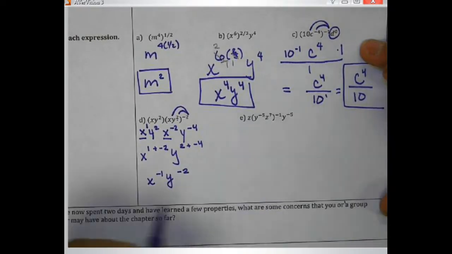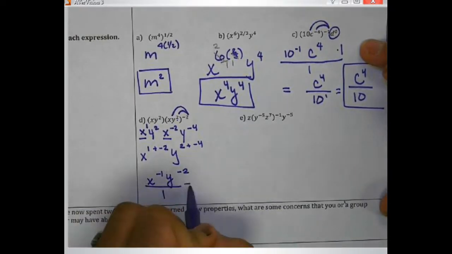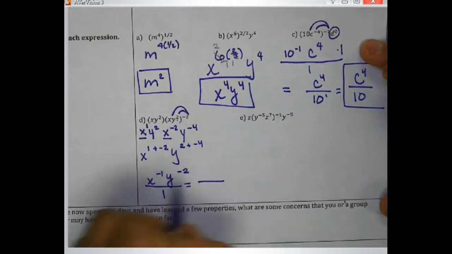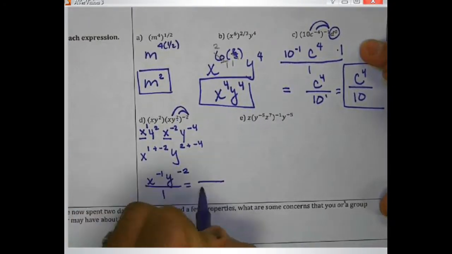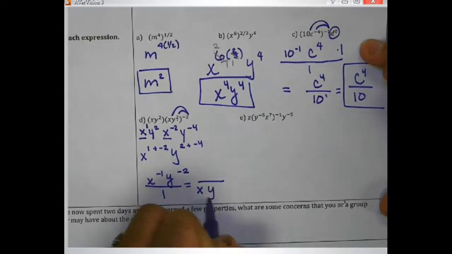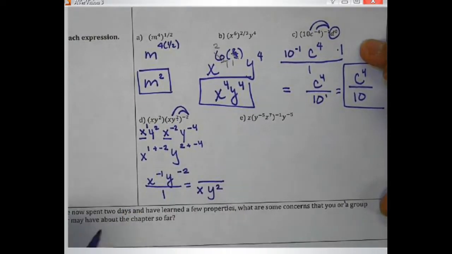Sweet. I have two negative exponents. I'm going to move them. What stays, what goes? Nothing stays. So I have x to the first power, which is just x, and then I have y squared. What's on top? Put a 1 for your placeholder, and then you're good.